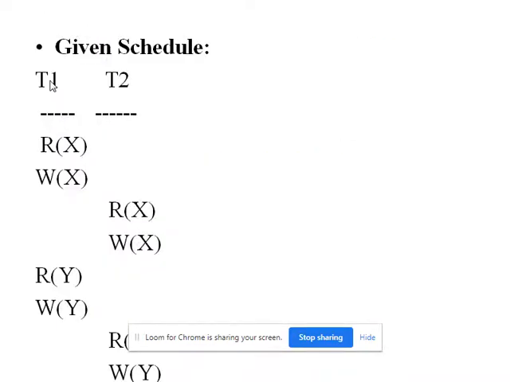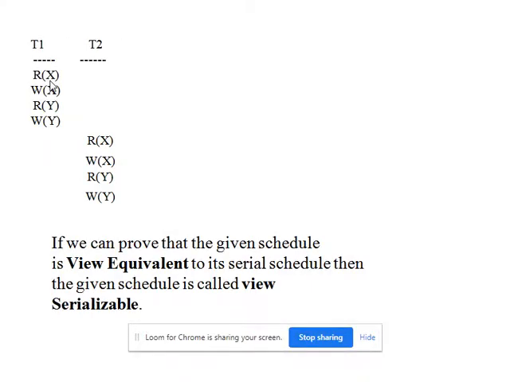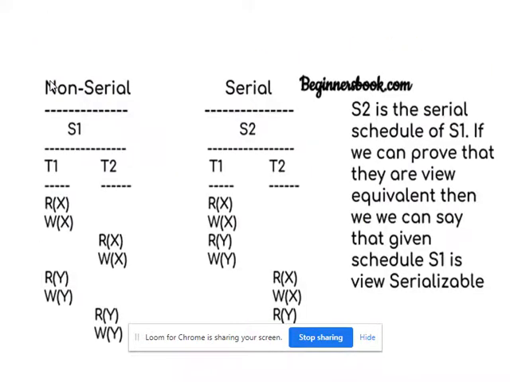This is S1, this is S2. That is what we have taken. This is the non-serial schedule, this is the serial schedule. S1 and S2: one is non-serial and the other one is the serial schedule of the same transactions. Let us check the three conditions one by one.